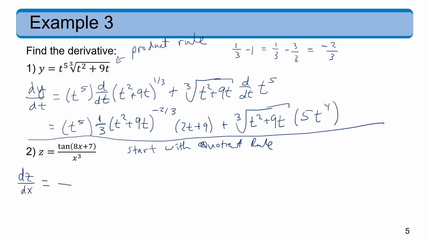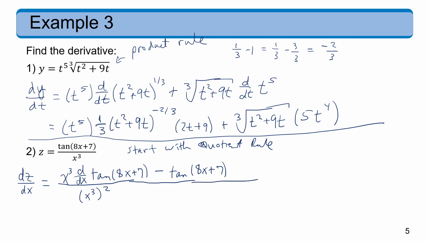And we're using the quotient rule, so we start with the denominator, which is the easiest. Take the original denominator and square it. Now in the numerator we take bottom times derivative of the top. This time x is my independent variable, so I write d dx of the top. Then we have minus top times derivative of the bottom.